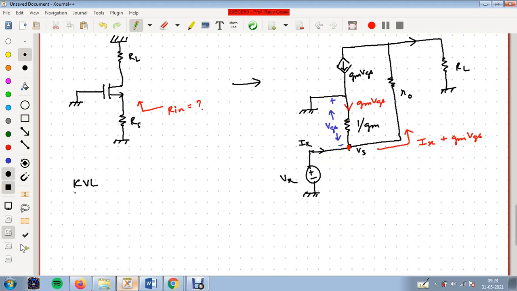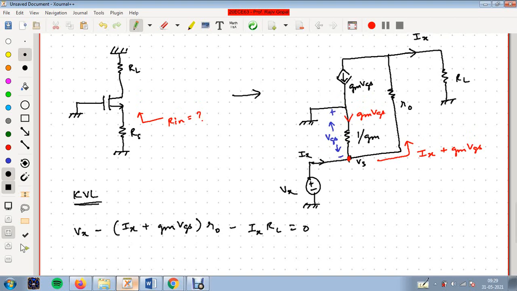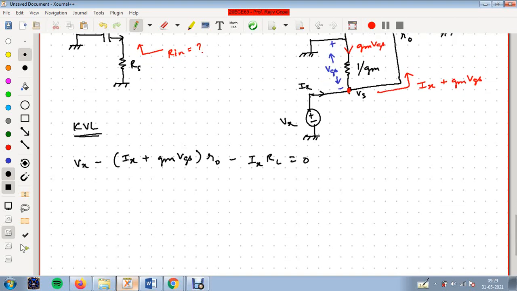Apply KVL. You'll get Vx minus the voltage drop across R0 and the voltage drop across RL. The voltage drop across R0 is (Ix plus Gm Vgs) into R0, minus the voltage drop across RL, which is Ix into RL, equal to 0. Remember, Ix is the current flowing through RL. From this I have to find out Vx by Ix.